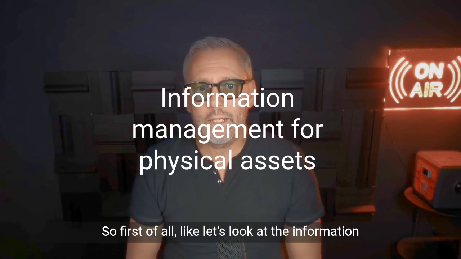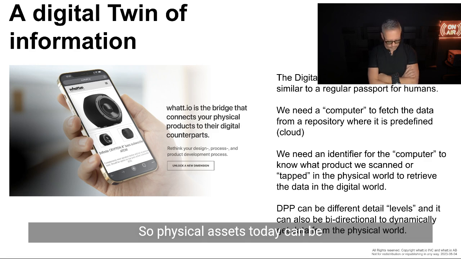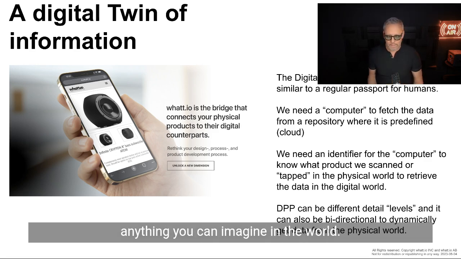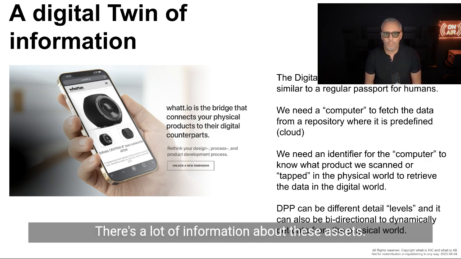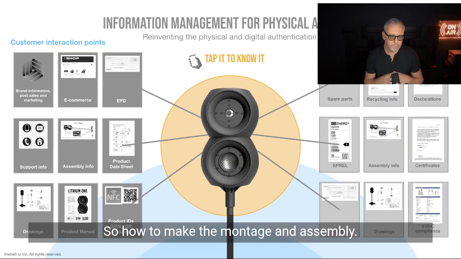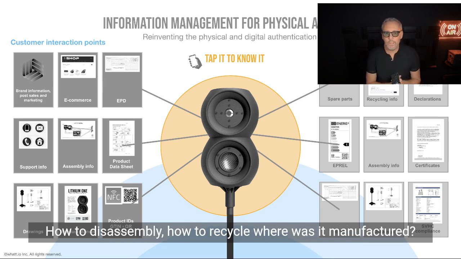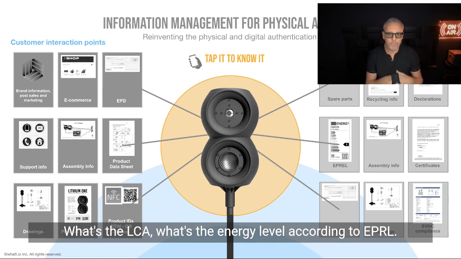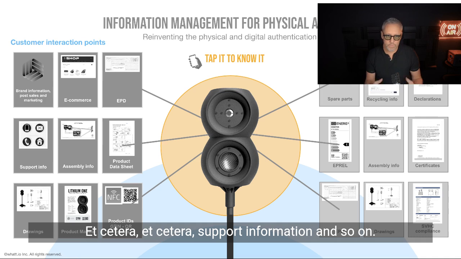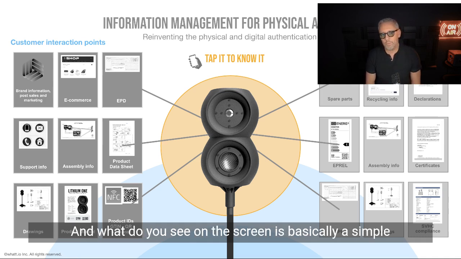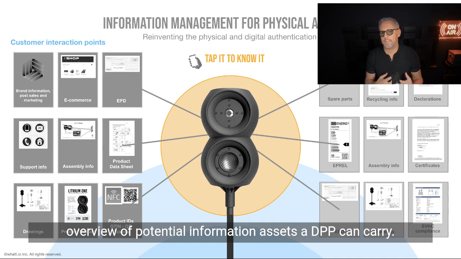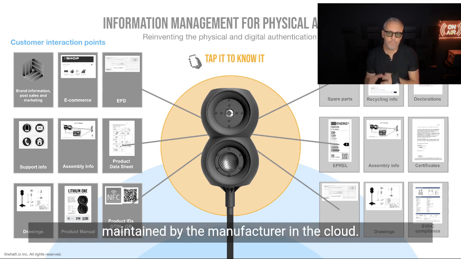First of all, let's look at information management for physical assets. Physical assets today can be anything you can imagine in the world. There is a lot of information about these assets: how to do the montage and assembly, how to disassemble, how to recycle, where it was manufactured, what the LCA is, what the energy level is according to EPREL, support information and so on. What you see on the screen is basically a simple overview of potential information assets a DPP can carry. All this information is obviously maintained by the manufacturer in the cloud.